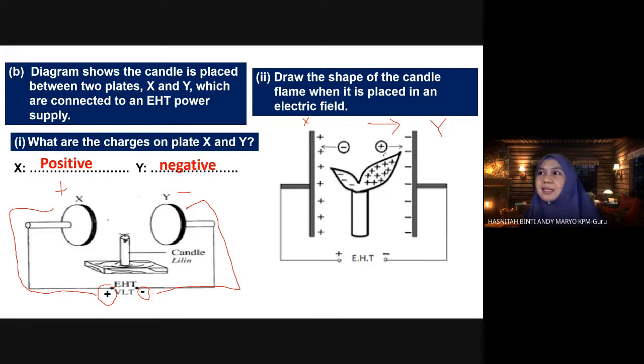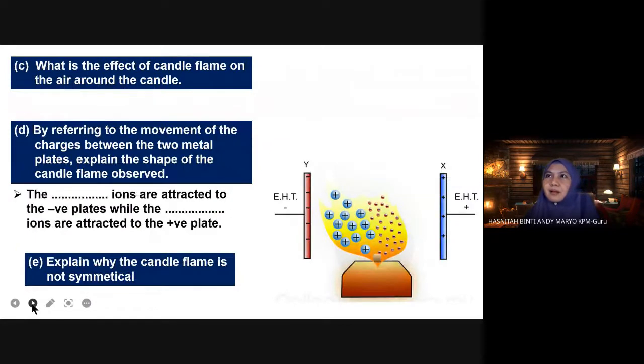Okay, the size is bigger, and to the positive, attracted to the positive, the size is smaller. So we can see an obvious difference. Okay, so this one has negative charges, and here we have positive charges. Then, what is the effect of the candle flame on the air around the candle?